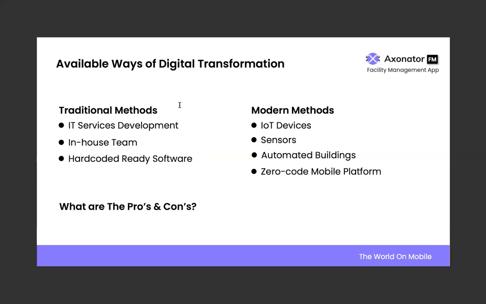Now, talking about the modern methods that are available in the market. Nowadays, companies are implementing IoT devices, sensors, and automated buildings in their facilities management. In India, and in major countries like the US, UK, and UAE, the zero code or low code platform is something new, which is becoming a modern method for digital transformation. I will come to those points.